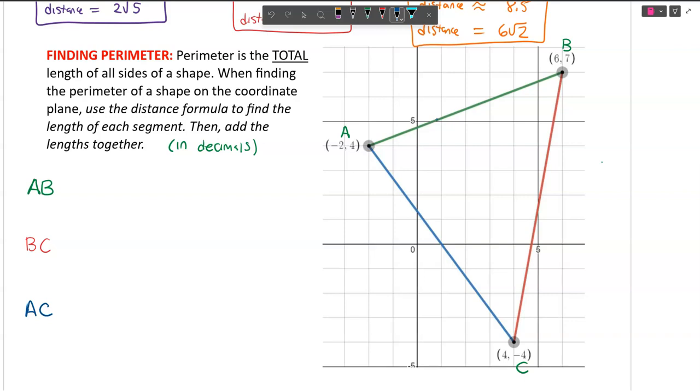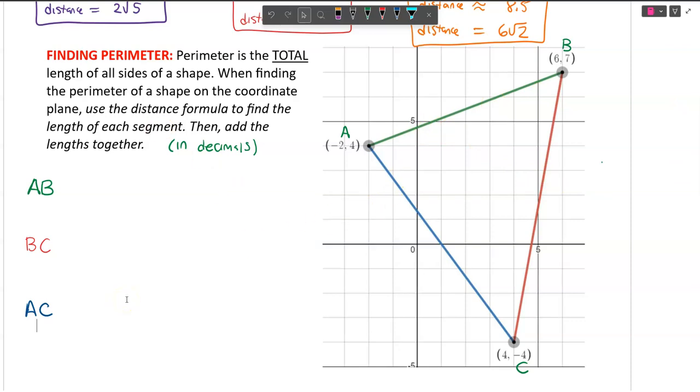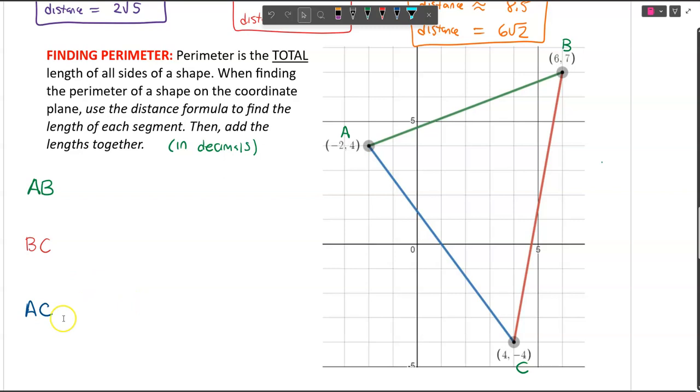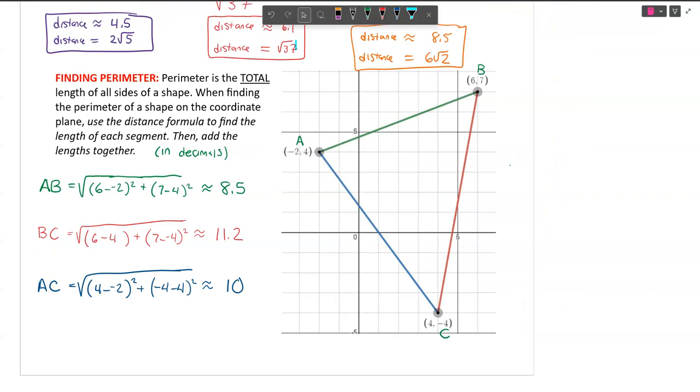So I'm going to have the setups on here and the answers, and we will go over it in just a moment. Go ahead now and take the next few moments to pause this video and try these 3 distance formulas out. Here are my 3 distances.